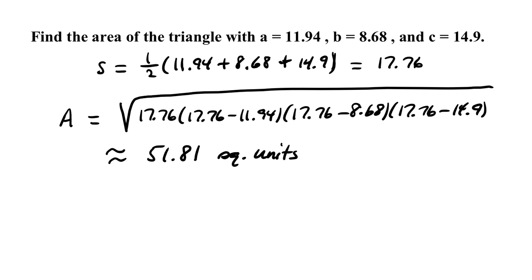Once you get your semi-perimeter, then you can go after the area. Semi-perimeter stands alone, and then you slowly subtract each side from it in the next 3 parentheses. Carefully type all those numbers in and be sure to square root. When you do, we get an area of 51.81 square units.